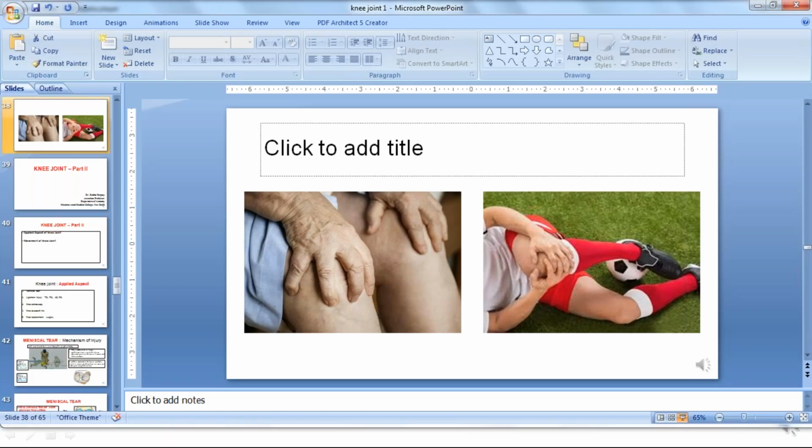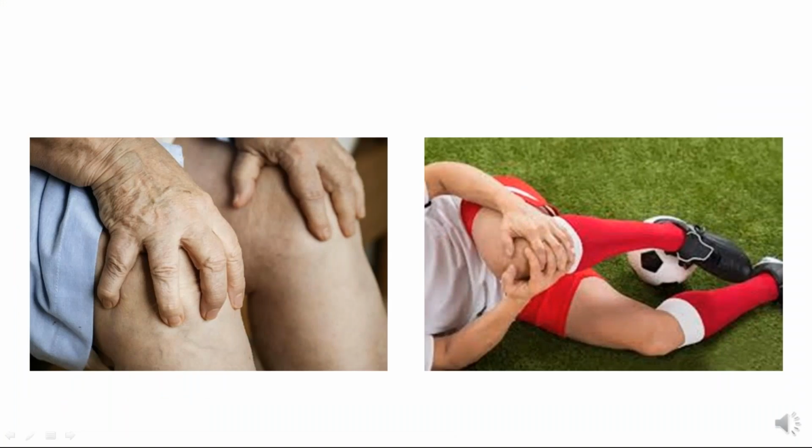Hello students, before we commence to our today's lecture, I would like to show you this picture. I'm sure everybody has noticed the similarity between the two pictures, both involving the same region, that is the knee. The difference is the age of both individuals. The first picture shows an older individual with a knee pathology, and the second picture shows a younger athlete with a different condition of the same knee joint.